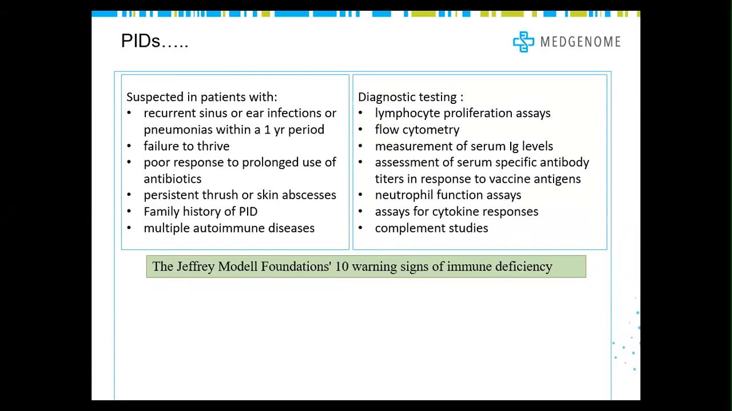We have to measure the immunoglobulin levels. Assessment of serum specific antibodies in response to vaccine antigens is also a good test to know the type of disorder we are looking into. Neutrophil function assays and assays for cytokine responses also form one of the testing methods. Along with that, if you are suspecting complement deficiency, we have tests for that too.